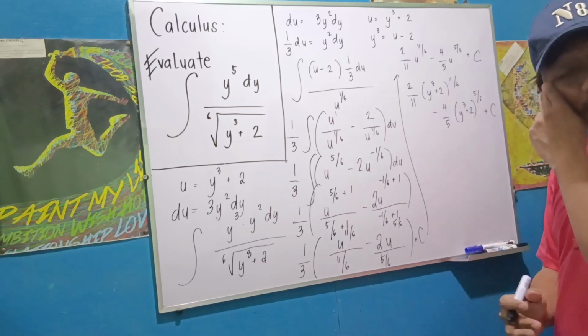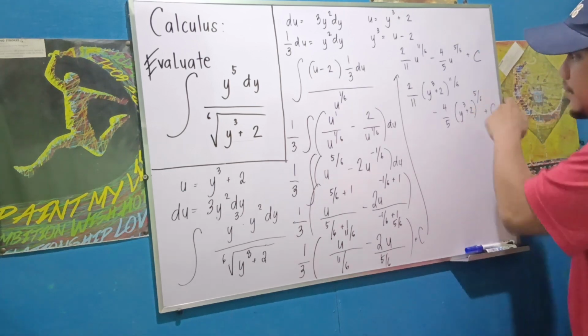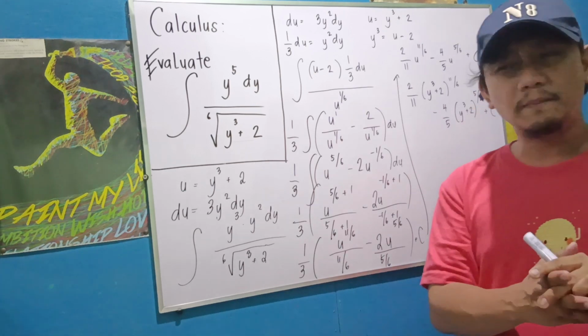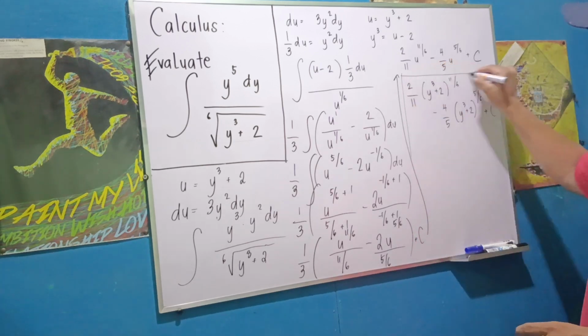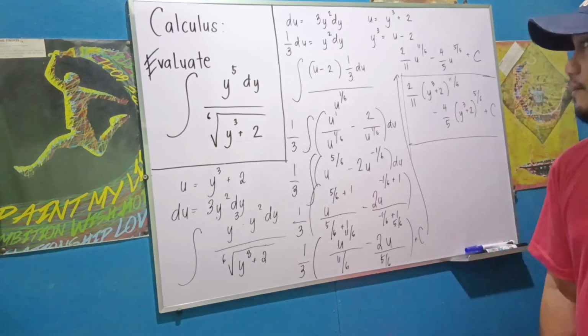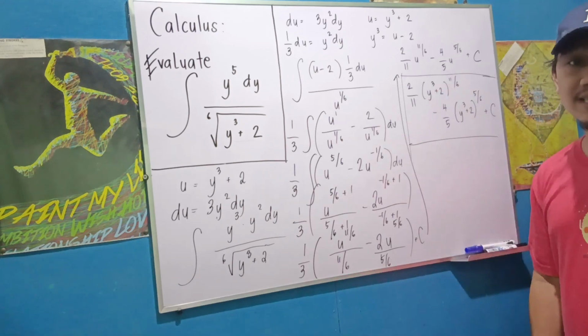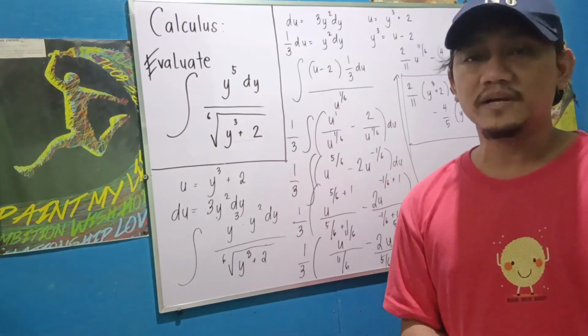Sa mga gustong malaman paano i-simplify pa yan, pwede mong i-factor out yung y³ plus 2 raised to 5 over 6, tapos simplify mo pa. Pero kung ako tatanungin, okay na yan. Medyo maselan lang talaga yung ibang prof na gusto super simplify. Pero guys, sana naintindihan nyo yung process natin. Ganun lang siya. Ilelet natin yung pinaka-complicated sa expression natin.